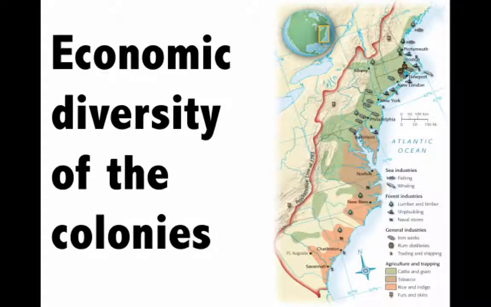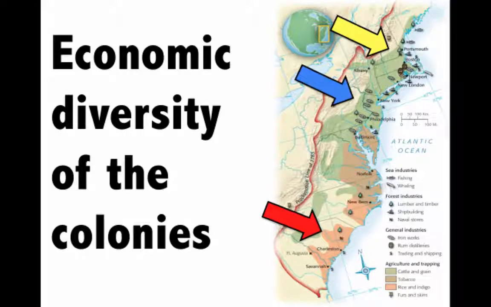In terms of economic diversity, I already mentioned it, but of course you have the rice production over here, you have the mixed economy over here in the north, and then in the middle colonies, the breadbasket, growing things like wheat and other agricultural products.